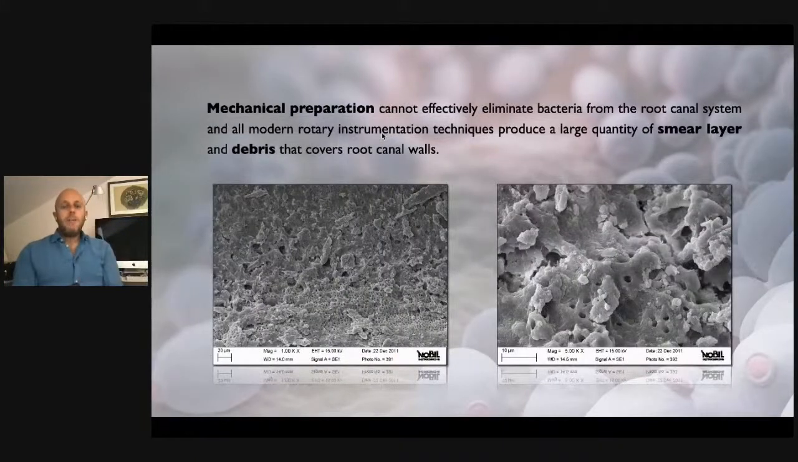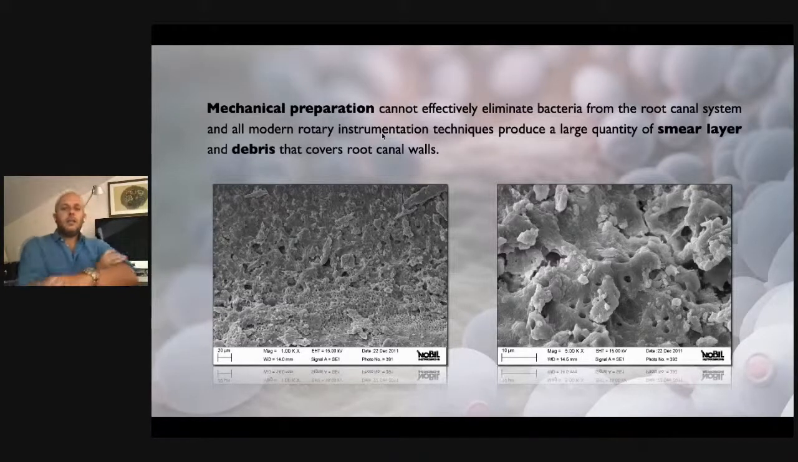But when we shape the canals with mechanical files, we produce a lot of debris, of smear layer, of dentinal debris that will deposit along the dentinal walls. So we have to irrigate not only to reduce bacteria, but at the same time to remove the smear layer, the debris that cover root canal walls.